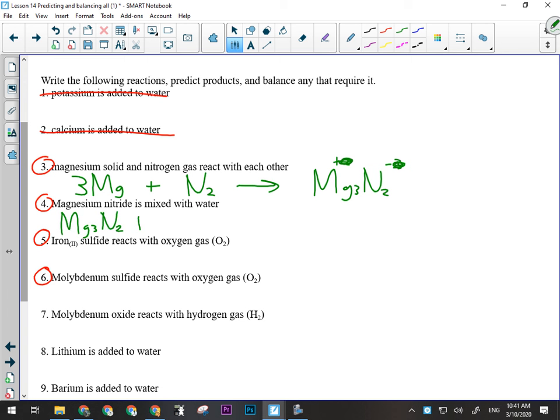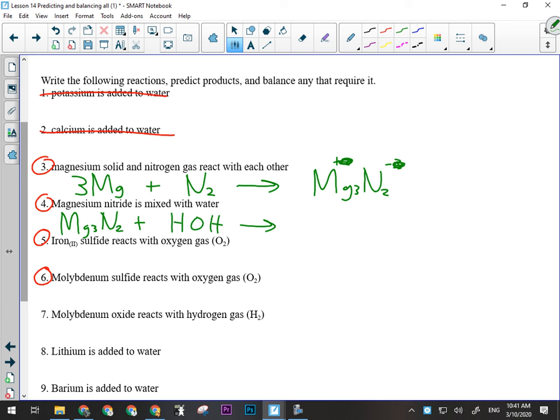All right, and then we're taking the product of that for number 4, magnesium nitride. And we're mixing it with water. Now there's 2 ways to do this one, and I'll show you both. If this was on a test or quiz, I would have both obviously on the key. If you wrote water like this, you're going to get a slightly different answer than if you wrote water as H2O. So we'll have a look at that.